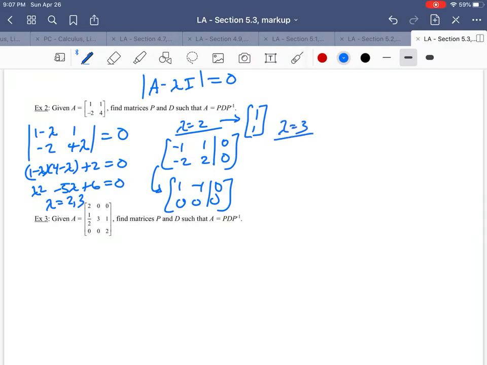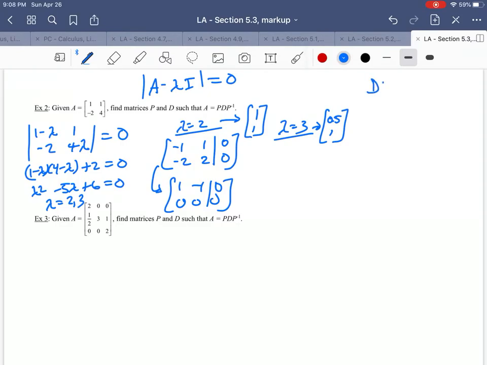Well, then I've got to do lambda equals 3 as well. So by the same process as we just did right there, I would put 3 over here, and then do the same thing I just did. Let me just tell you that my eigenvector for this is going to be 0.5 and 1. All right, so it's time to make our matrices.